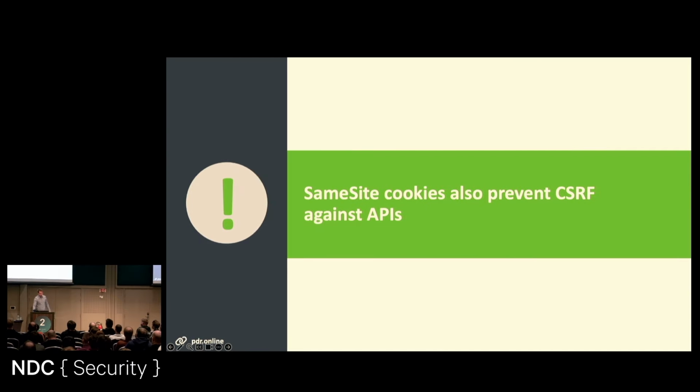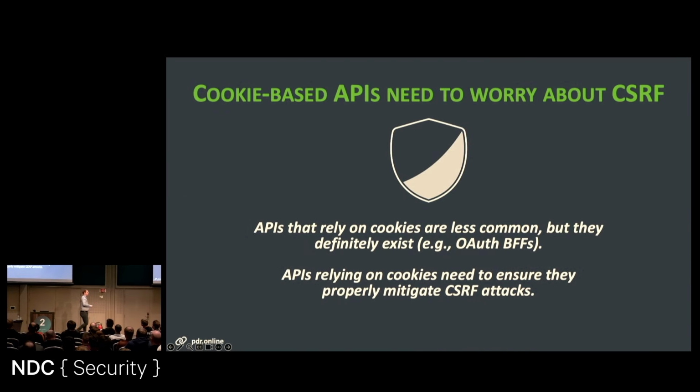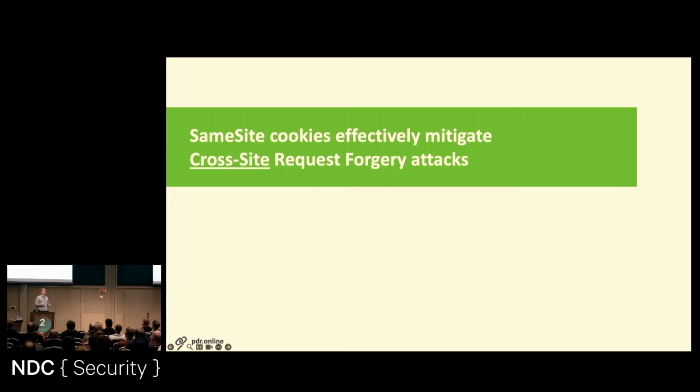So SameSite cookies also prevent CSRF in API-based applications. What's the takeaway here? The takeaway is if your API relies on cookies for authentication state, you have to think about cross-site request forgery. Maybe you can get away with SameSite cookies, that's a good thing, but it's something you have to actively think about. All right? So SameSite cookies effectively mitigate cross-site request forgery attacks.